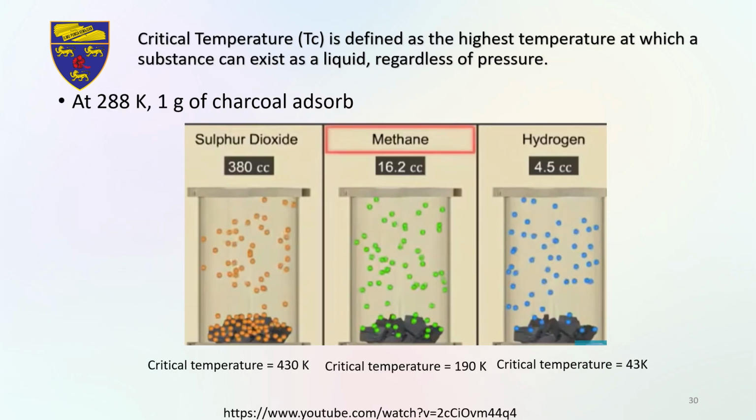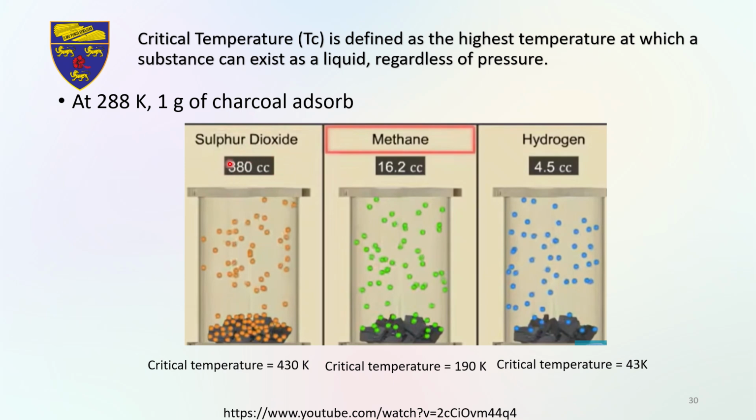In this example, we have sulfur dioxide, methane, and hydrogen gas as the adsorbates on the adsorbent, which is charcoal. All three types of gases have different critical temperatures, which is defined as the highest temperature at which a substance can exist as a liquid. Above the critical temperature, the substance will exist in the gas phase.